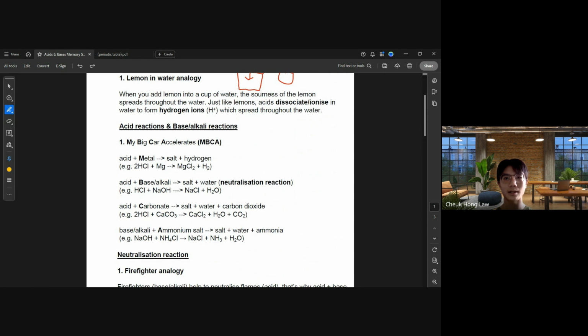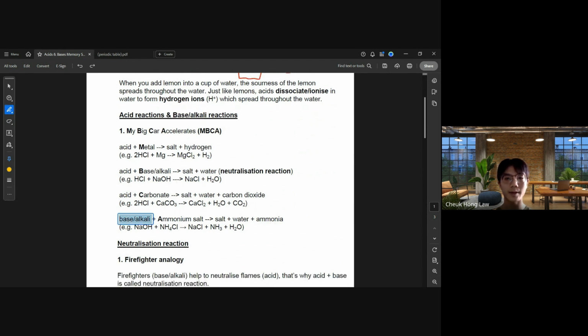Then now, my big car accelerates. We have an A, right? This A is actually for the next reaction, which is for bases or alkalis. Your bases react with ammonium salt. A is for ammonium salt. Ammonium salt basically means ammonium compounds, so your ammonium ions reacting with a non-metal to form a compound, a salt. Your base plus ammonium salt will give you salt, water, and ammonia. It's similar to acid plus carbonate giving salt, water, and carbon dioxide, but this one, instead of carbon dioxide, you get ammonia, because it comes from the ammonium salt.